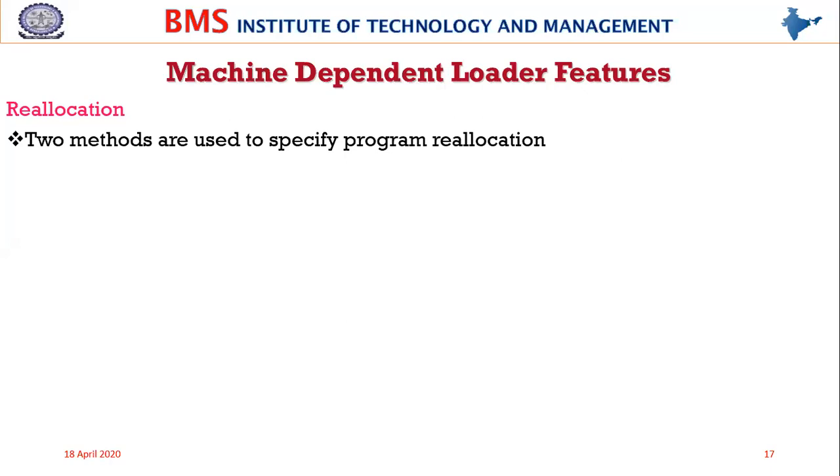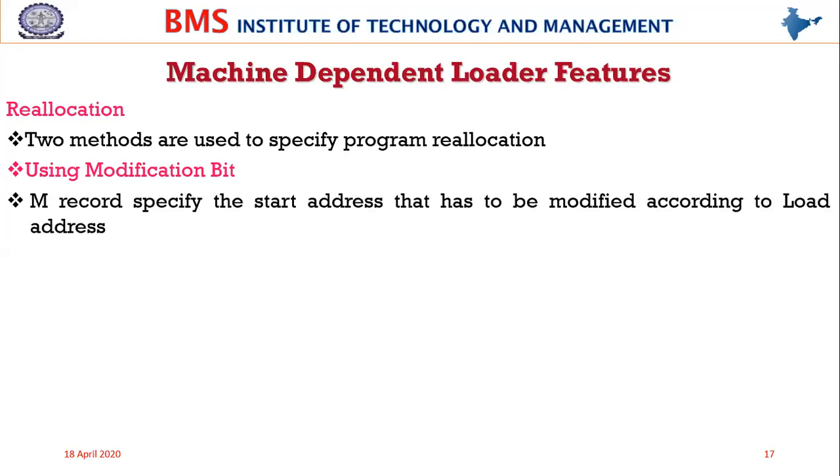We have 2 methods. One is by using modification records, which I told you about in our assemblers. The other method we call the relocation bit mask. We shall see both of them, what the difference is, and which one should be used. First, using modification records, which we already know but are repeating: the M record specifies the start address that has to be modified according to the load address. This is usually used for format 4 instructions, and only for operands.